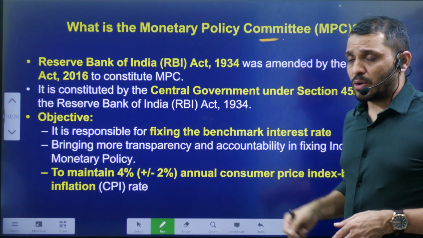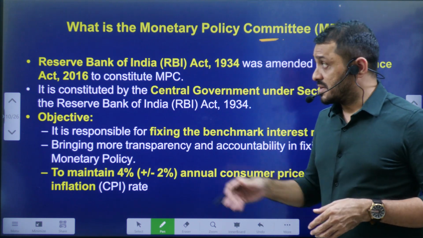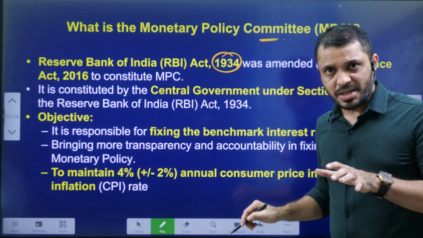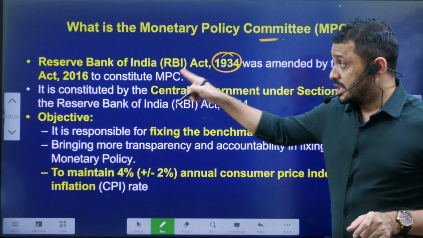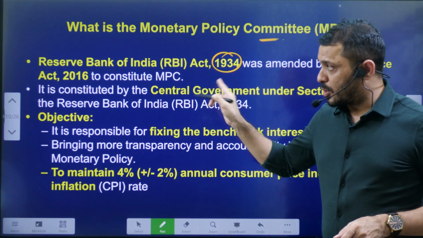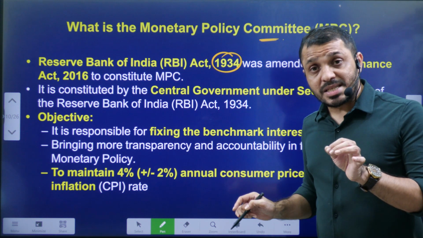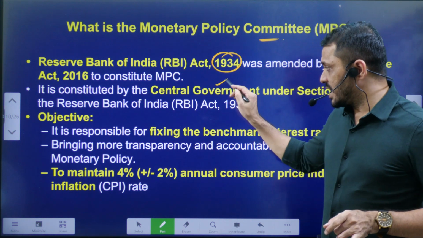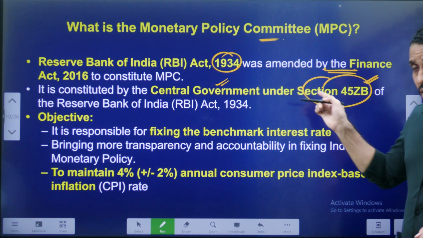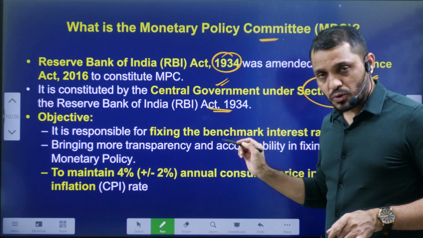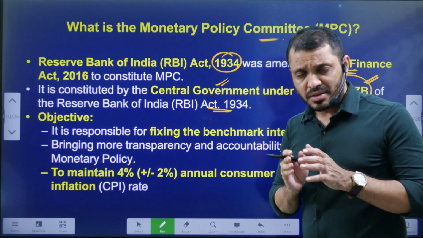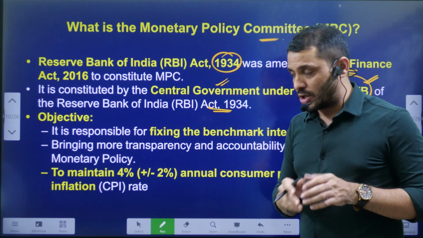Next, Monetary Policy Committee. Its history we will see. The Reserve Bank of India Act was made in 1934. It was amended recently in 2016 for accommodating the Monetary Policy Committee. The Monetary Policy Committee is appointed by the Government of India under Section 45ZB of the RBI Act, 1934. So the Monetary Policy Committee came into existence through an act. That means obviously it is a statutory body.